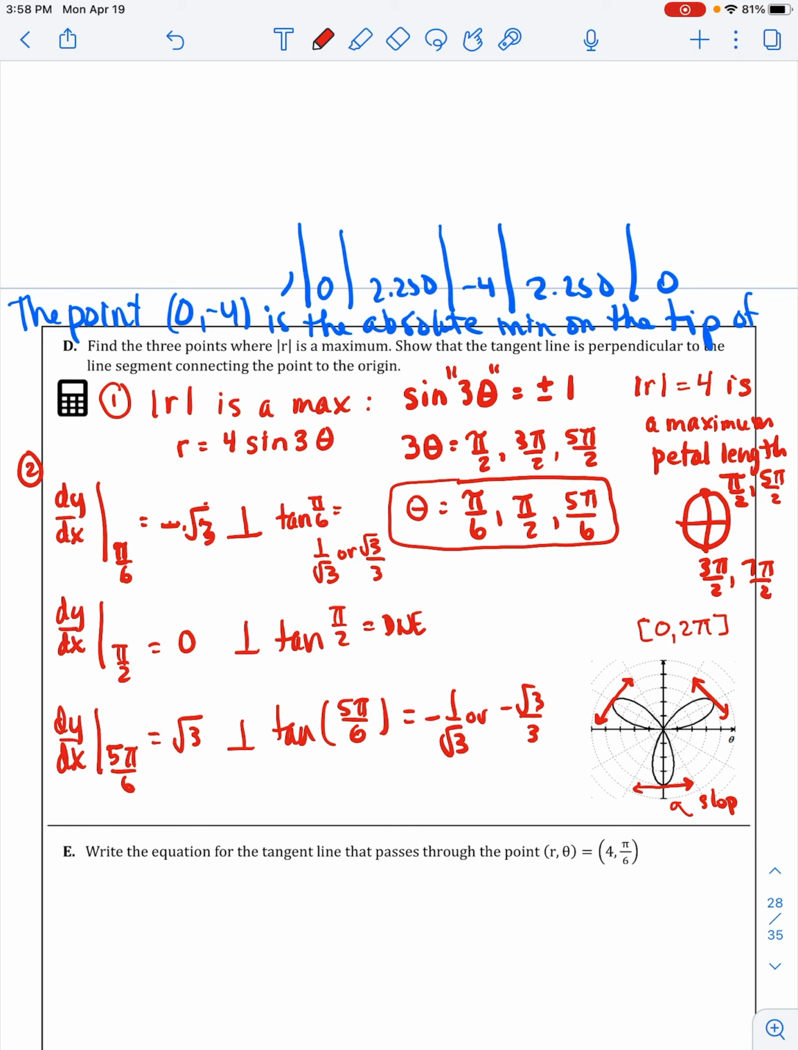So for this one, at pi over 2, we have a slope of the tangent is 0. This one, we have slope of the tangent is negative square root of 3. And for this one, we have slope of the tangent is positive square root of 3.